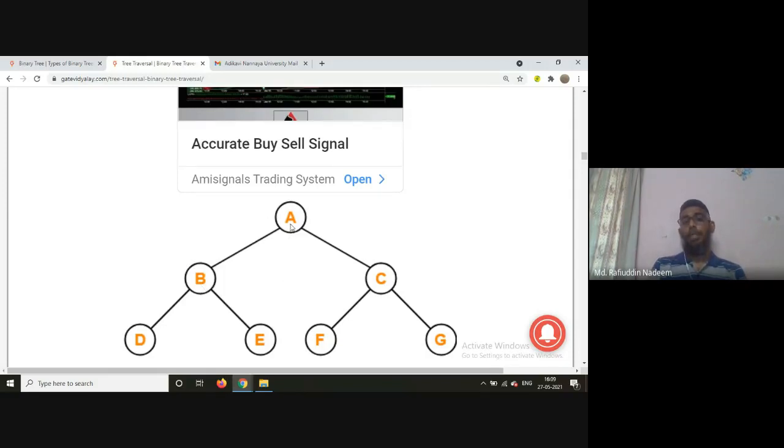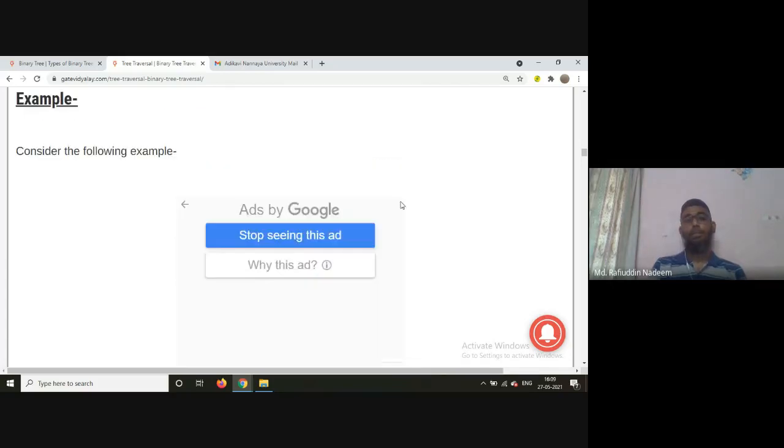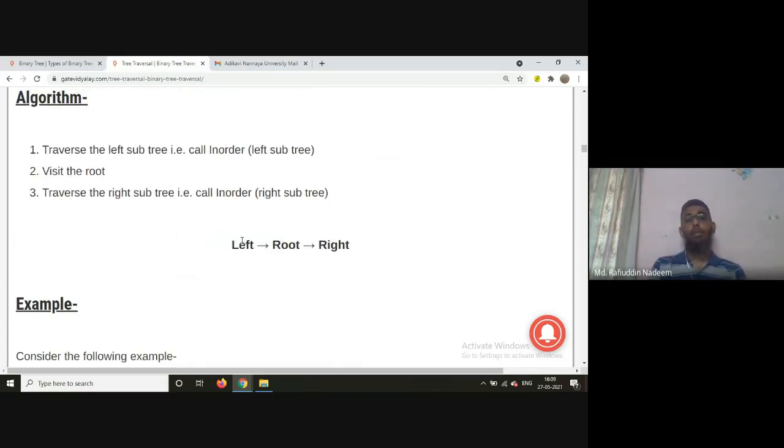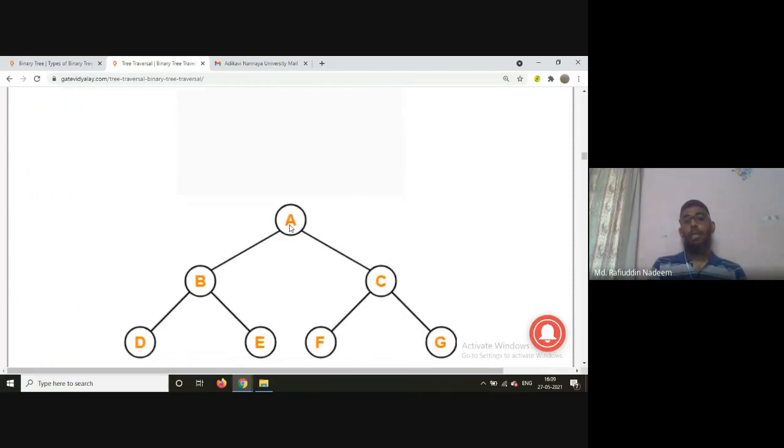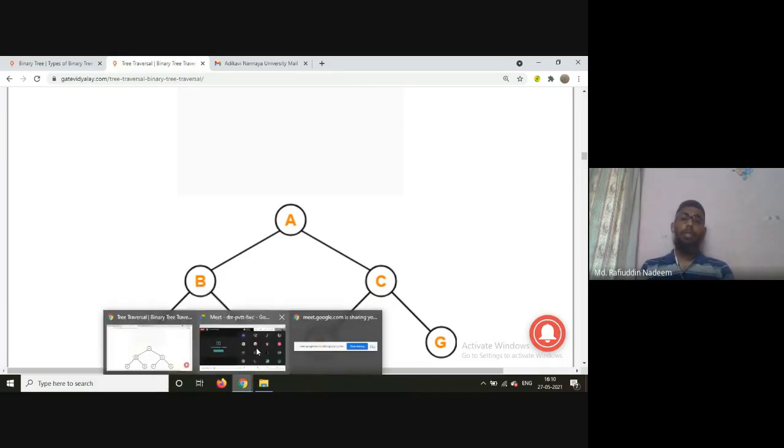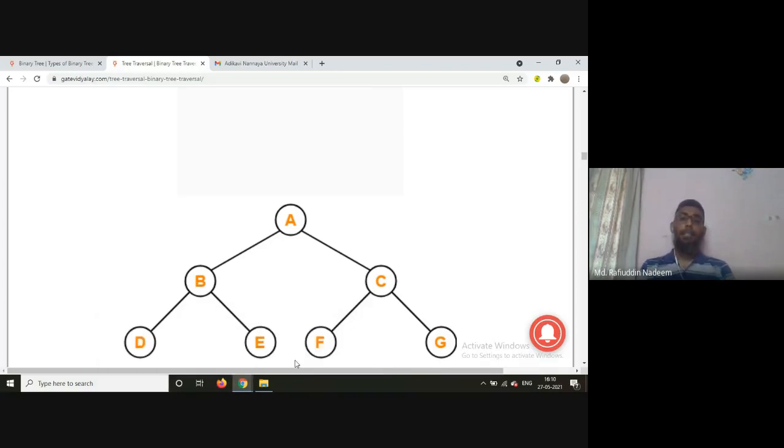Once again I repeat. According to the algorithm, you have to go to the extreme left, then the root, and then the right. First you go to the left, again you have a left, you go to the left. There is no left, then you visit the root, then there is no right. After that, coming here, you have already gone left, then you visit root B, then you go to the right. For E there is no left, so E is visited. Then for E there is no right. So you have D, B, E.